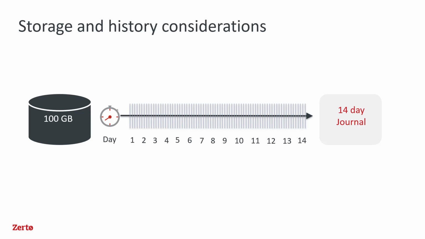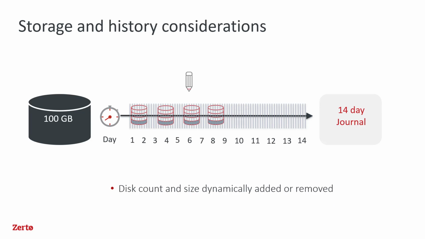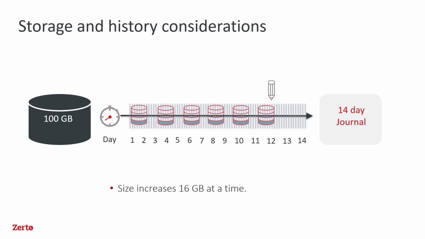After the initial sync, writes will start to the journal. The journal starts out as a thin provisioned 16 gig disk. Disk count and sizes are dynamically added or removed to accommodate your protected VM's or application's normal change rate. As the first journal volume fills up, it adds another 16 gig disk, making the journal 32 gigs, and then 48, and so on. If you hit day 12 and you're at your 100 gig maximum, Zerto Alerting will send you a notification. In addition, the journal adjusts accordingly and keeps 12 days of history instead.